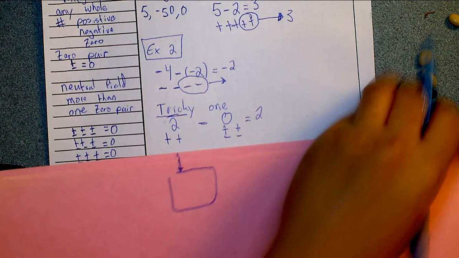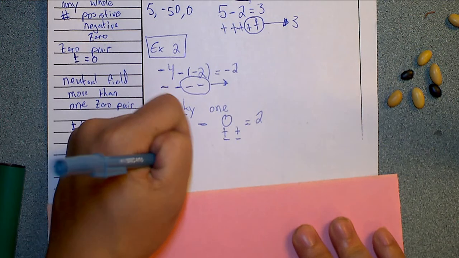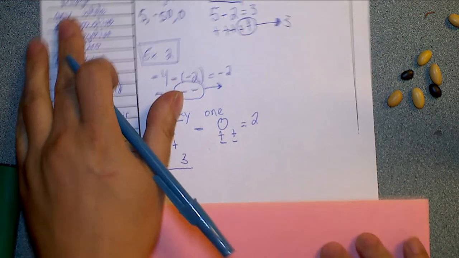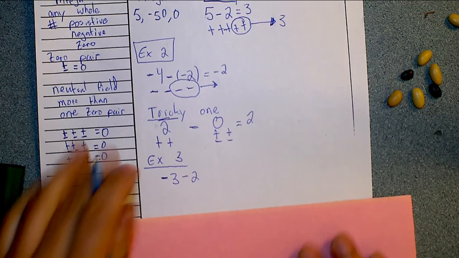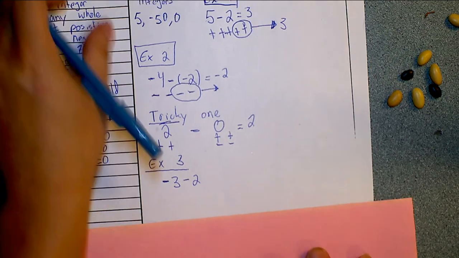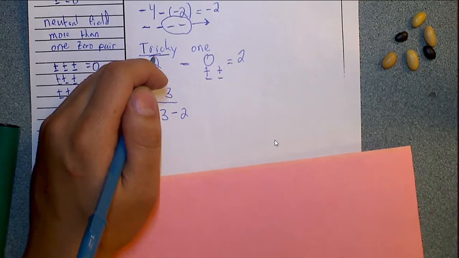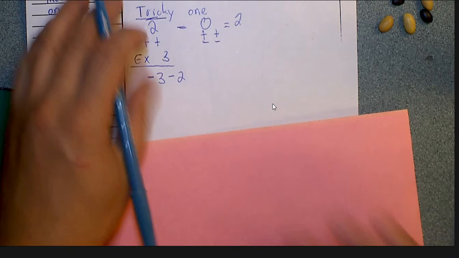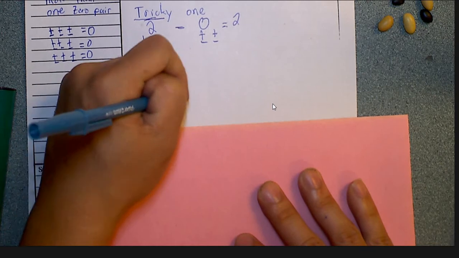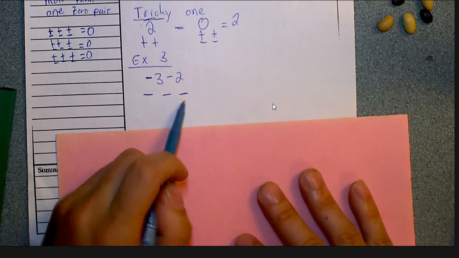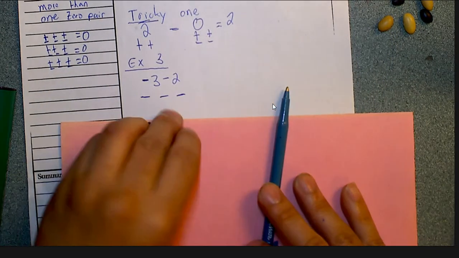Now let's go on with the next example. Example 3. Example 3, we're going to try to use our trick. We have negative 3 minus 2. Negative 3 minus 2. So I could draw that easily. I can have 3 negatives right here. 1, 2, and 3. So what that means in real life, I've got 3 black beans right here.